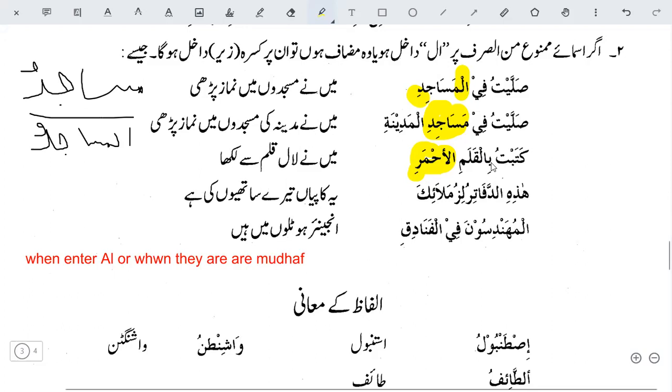Because of the preposition bi, they are majrur here. Al qalamul ahmaru. Hazihi dafatiru li zumala'iki.